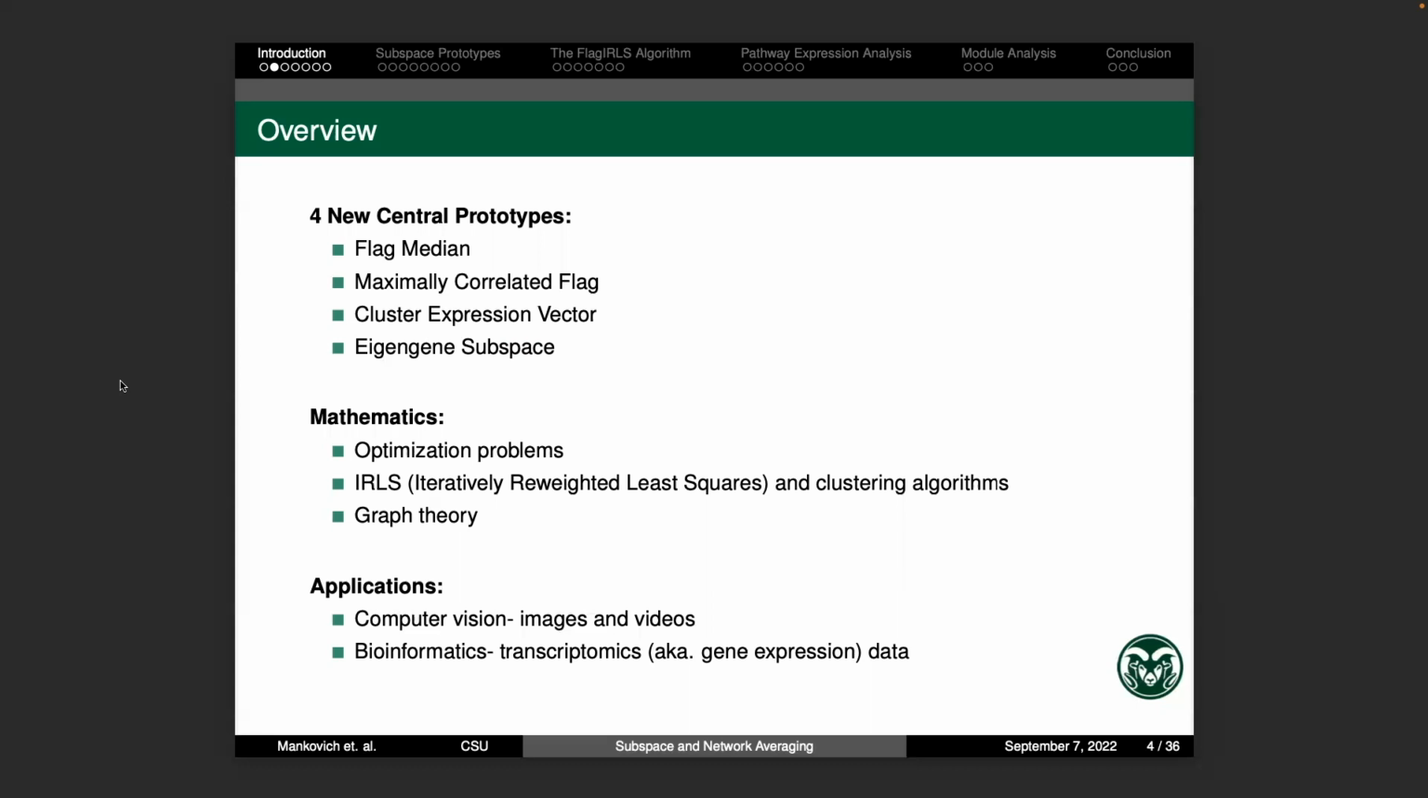The applications here, as I said before, are in computer vision. So these are data sets of images and videos, and bioinformatics, which in this case is in general multi-omics data sets, and specifically what we call transcriptomics data, which is gene expression data.